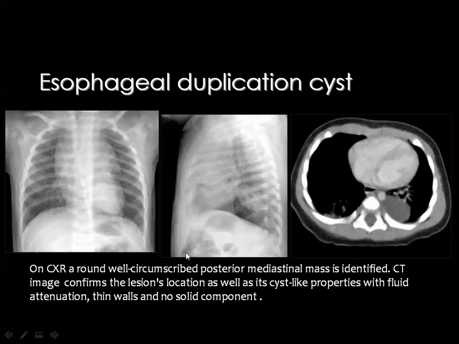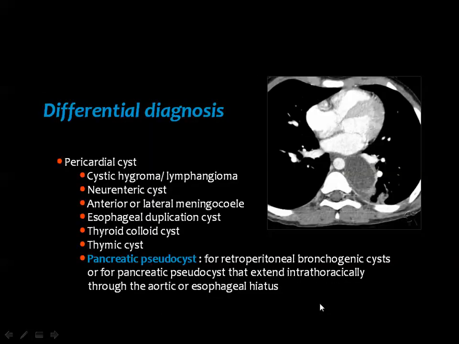Another example, by plain filming, you can see a shadow in the posterior mediastinum. This has a lot of differential diagnoses, including neurogenic tumors and so on. But by CT or by ultrasound, whenever you see the cystic nature of the lesion, you know that this is esophageal duplication cyst.